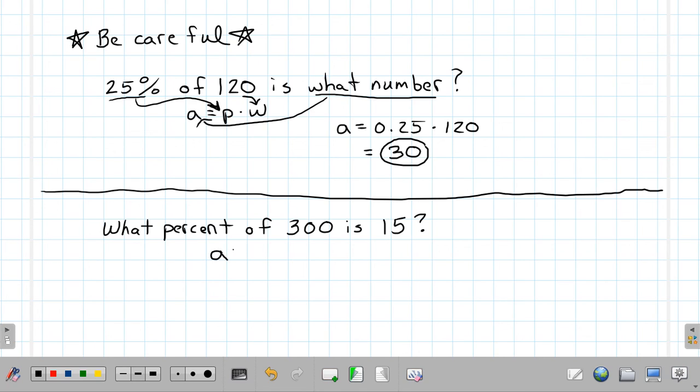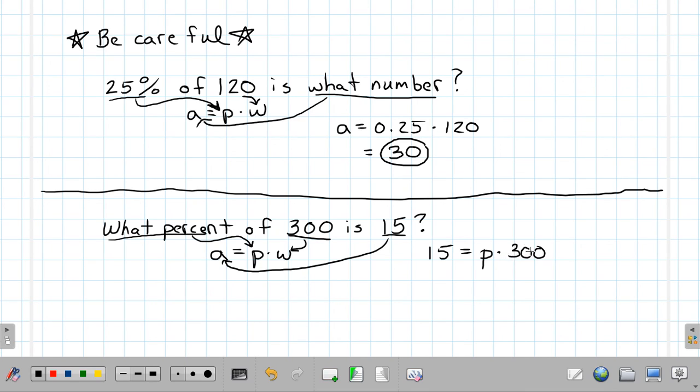Once again, if we have our equation, what percent? Well, that's telling us we're going to be looking for P. Of 300 tells us 300 is the whole, and then "is 15" tells us 15 is the part. So once again, we know 15, the part, is equal to what percent, so P times 300.